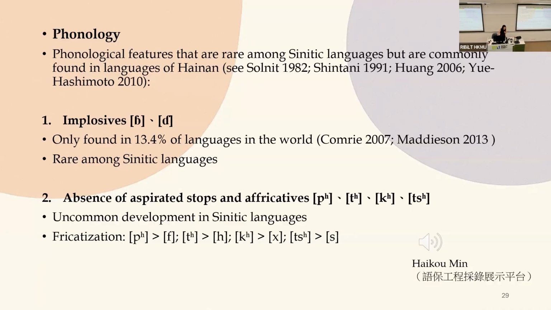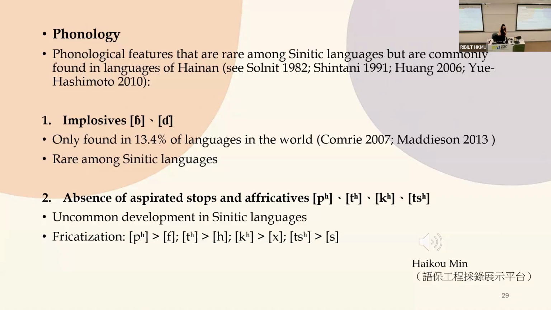The first is the presence of implosives like b and d. And while implosives are present in some African languages and Southeast Asian languages like Vietnamese and some Thai dialects, they are only attested in around 13.4% of languages in the world. In Sinitic languages, implosives are extremely rare, and their existence in a number of Hainan Min dialects and some other Sinitic languages on the island is no doubt a result of contact with languages that inherently possess these sounds, such as the Kradai languages like Hlai and Be. And this was already pointed out by Professor Li Fanggui in the 1930s or so.